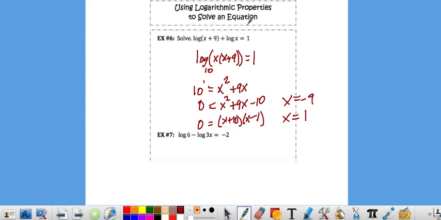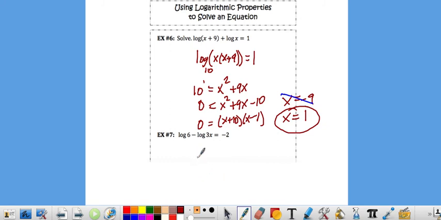And now when we look at these options, we have to see, do we have any extraneous solutions? We're going to see at -9, that is an extraneous solution because you can't have a log of a negative number, or even 0. So we don't care about the -9. Our only answer is 1. And if you think about plugging 1 back in, log base 10 of 10 is 1, log of 1 is 0, 1 plus 0 is 1. Done.